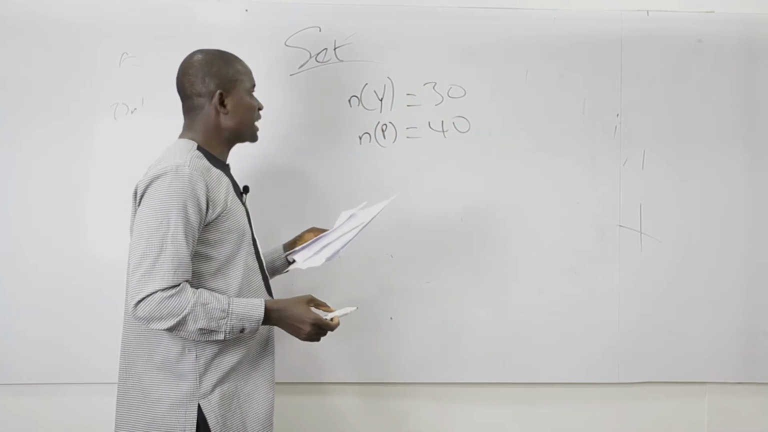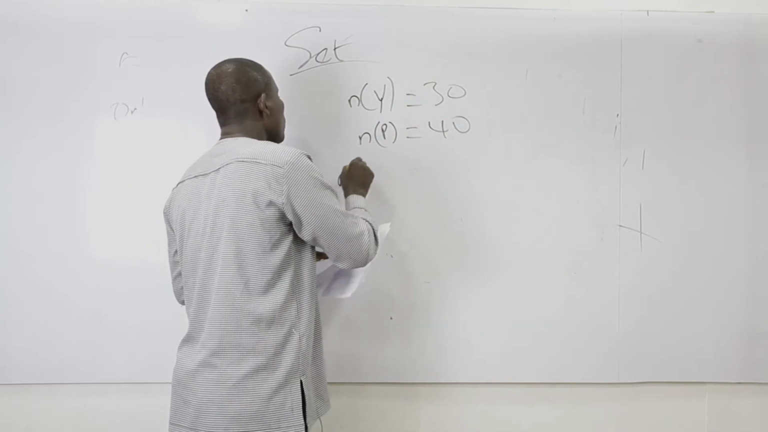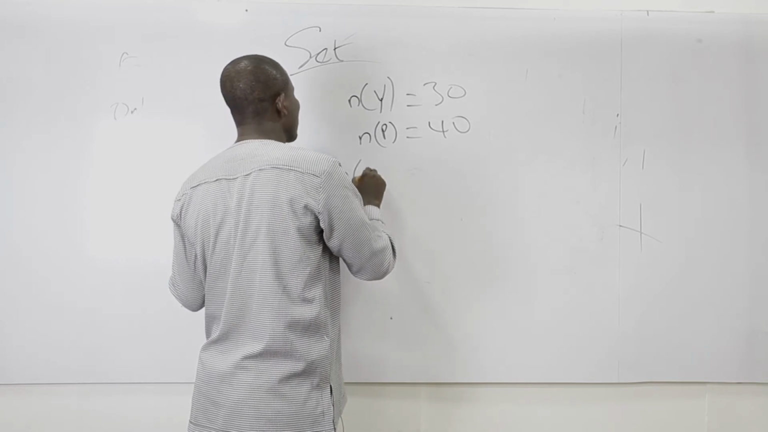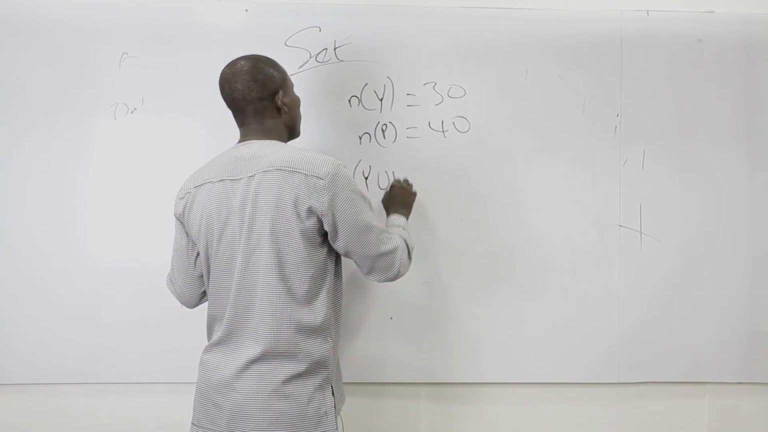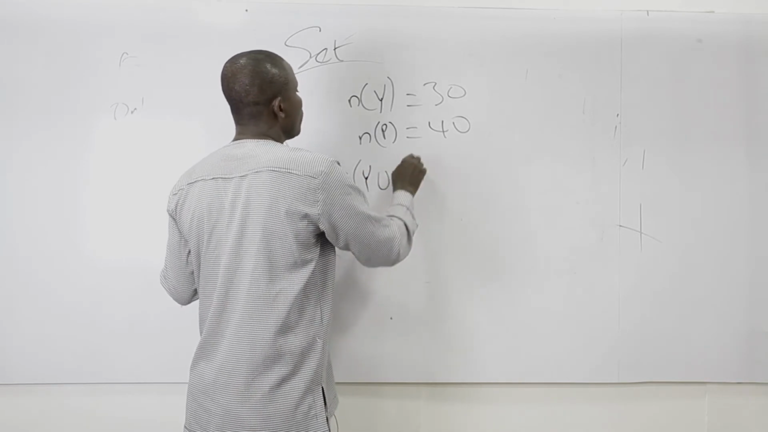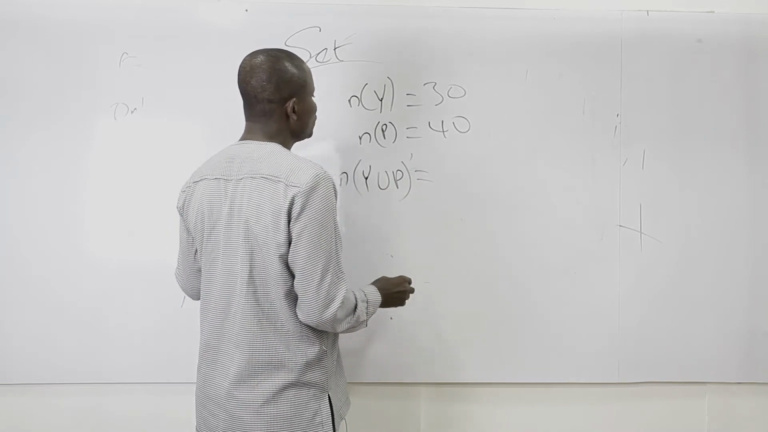Then, he said there are certain people there who sold neither of the items. So we have Y union P. That's how you write it. Complement. It's equal to, he said it's equal to what?